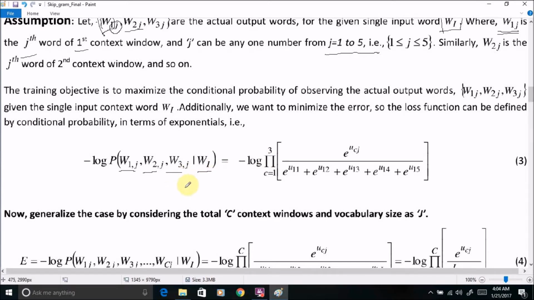We can also say that we want to minimize the error, so the loss function can be defined by conditional probability in terms of exponentials. So we take the negative of the conditional probability of occurrence of words W1J, W2J, W3J given the input word Wi, which can be further simplified like this. So this is for the case of c equal to 1, this is for the case of c equal to 2, and this is for the case of c equal to 3. So we can simplify this as a product of log of 3 different probabilities.